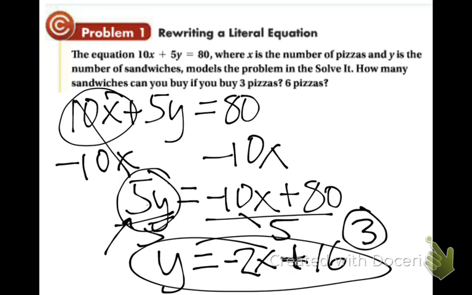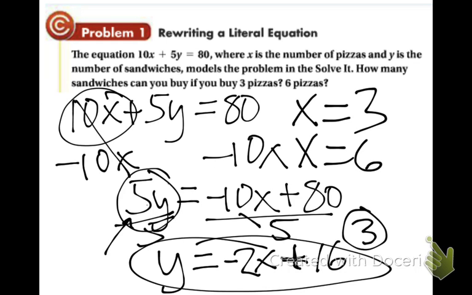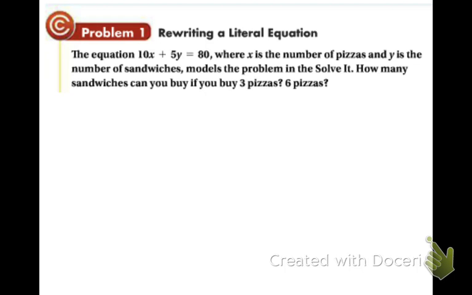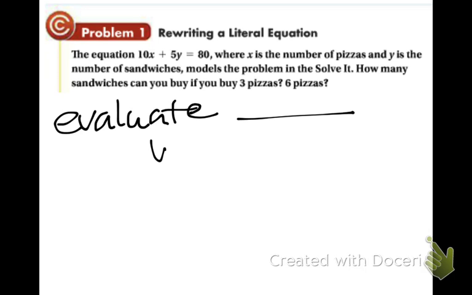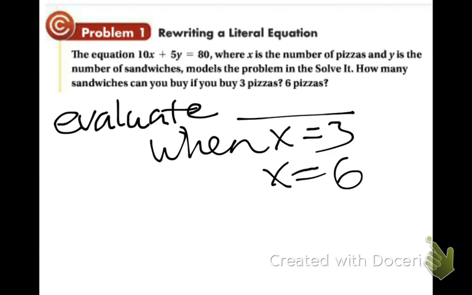And afterwards, they say, given that equation, they want to know what the answer is when x is equal to 3 and x is equal to 6. So this is kind of like back in the days when they said evaluate the expression. Evaluate this when x is equal to 3 and x is equal to 6. This is them taking it a step forward in context of word problems.